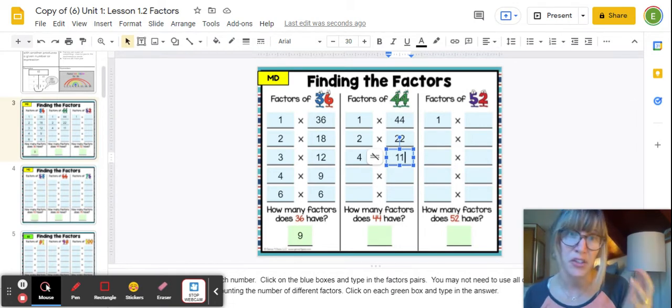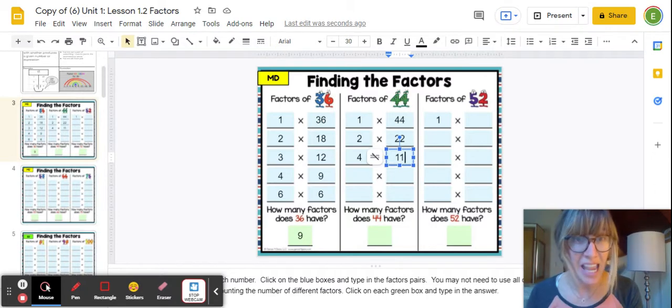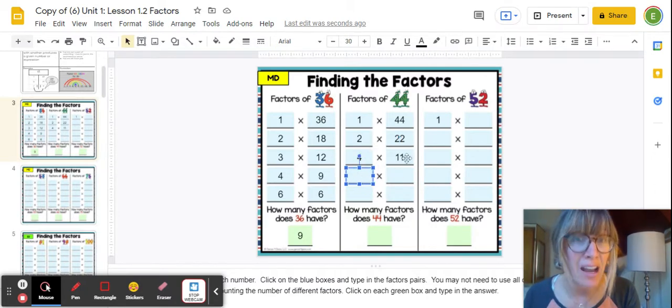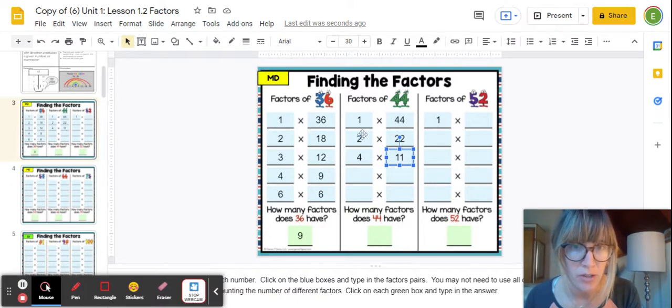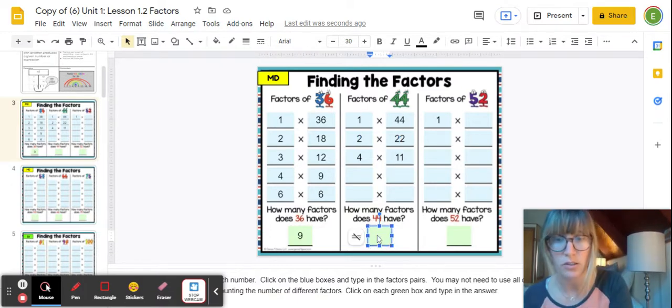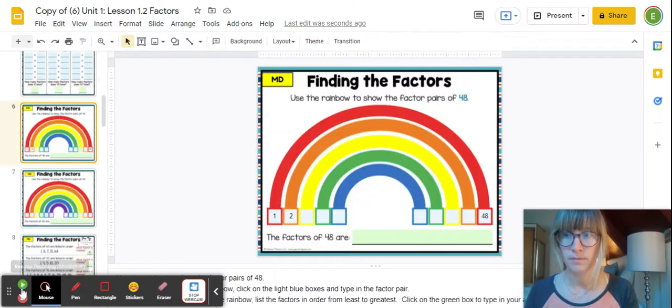7, if I count by 7s, I won't hit it. 8, won't hit it. 9, also won't hit it. 10 doesn't end in a 0. 11, well, we already have 11, right? 11 is already a factor. We don't need to put it in our list again. We only need it to be a factor one time. So now we're going to go ahead and count them up. 1, 2, 3, 4, 5, 6, so 44 has a total of 6 factors.